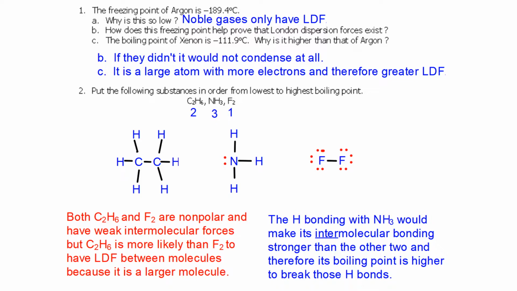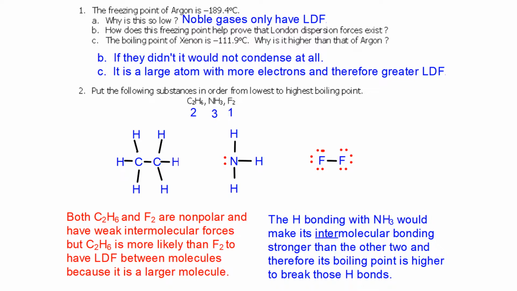C2H6 is more massive, and it's going to have more London dispersion forces. It's a larger molecule, so it's going to be right there in the middle. And then fluorine to fluorine is the smallest molecule. It's the lightest of the three. It's also the most non-polar. If it's the most non-polar, it's most likely going to have the lowest boiling point.